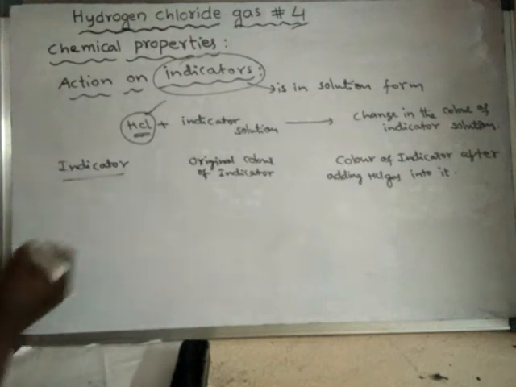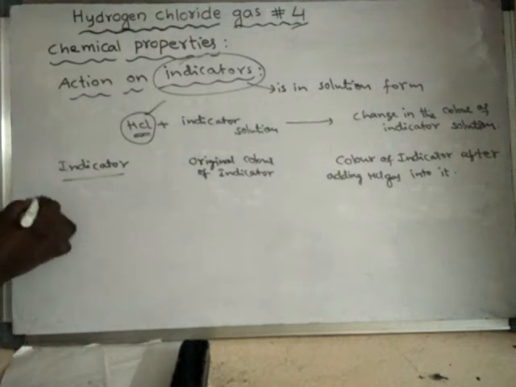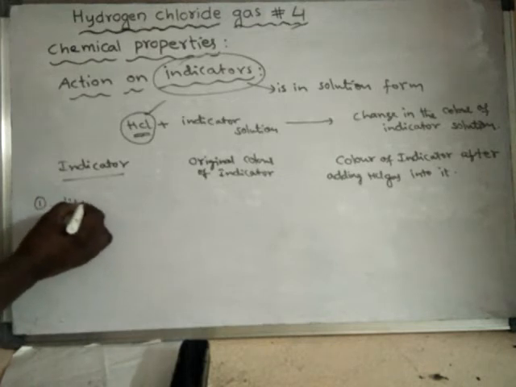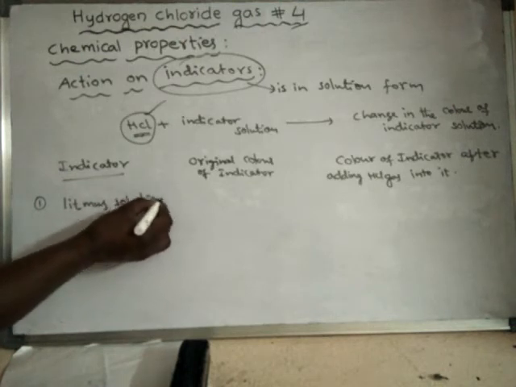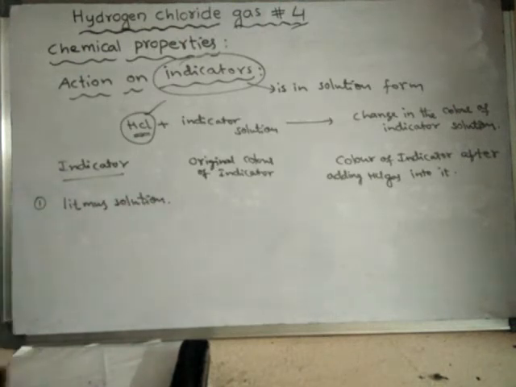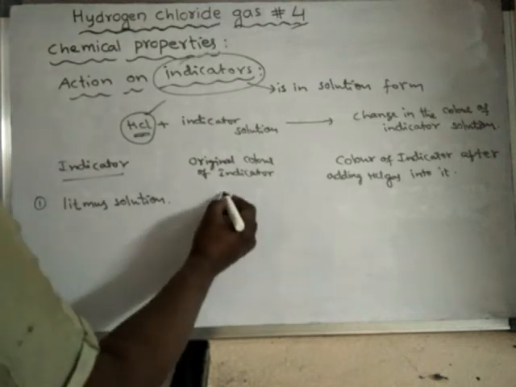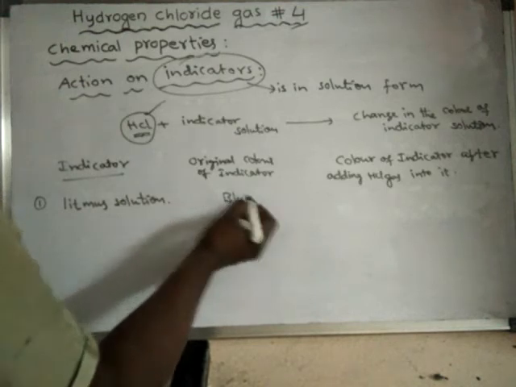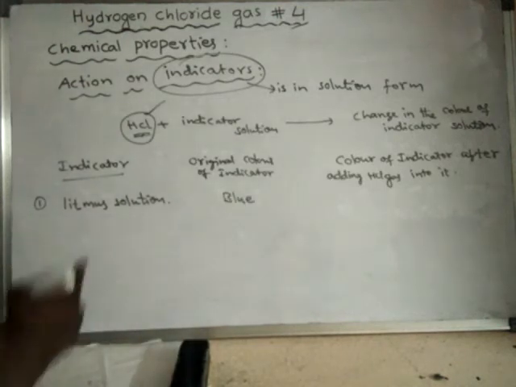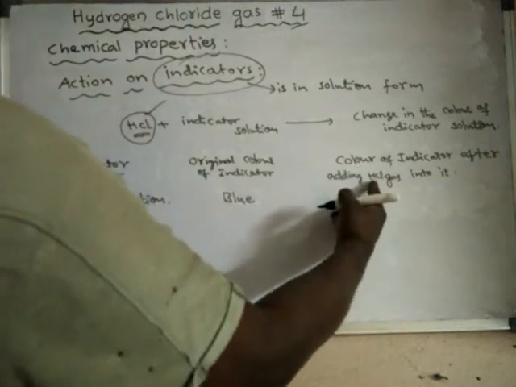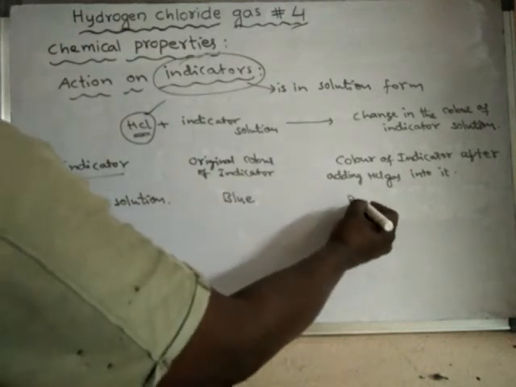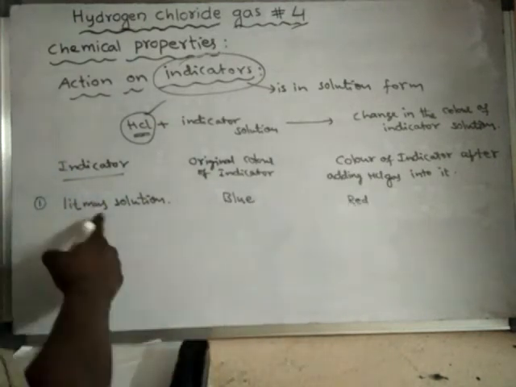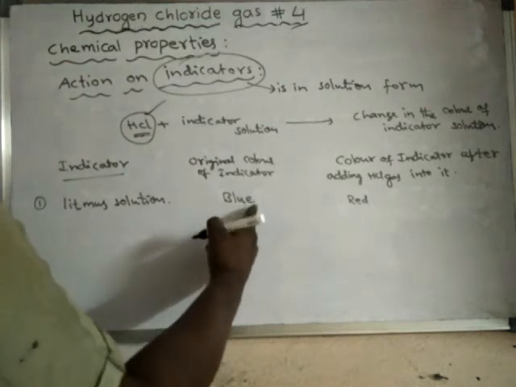So for example, let us take the indicator litmus solution. There are so many indicators. If you take litmus solution as an indicator, the original color of the litmus solution is blue. But when dry HCl gas is added to the litmus solution, that litmus solution will turn red. So litmus solution turns from blue to red.